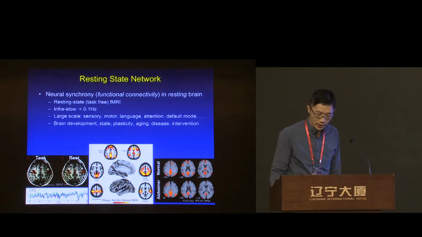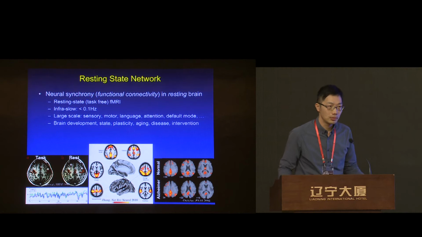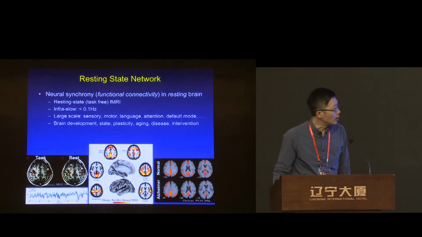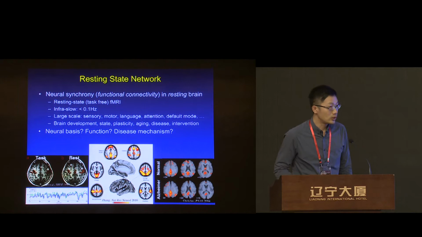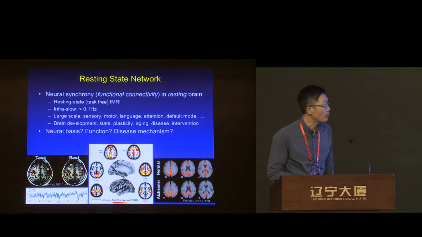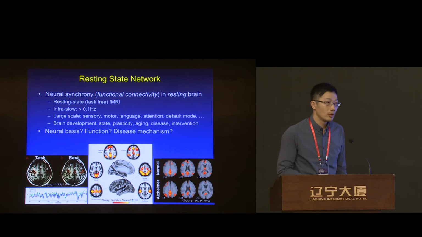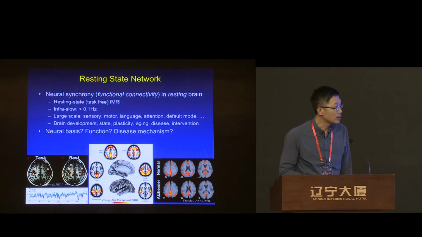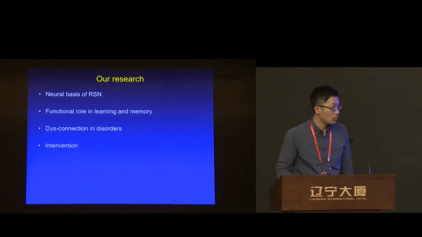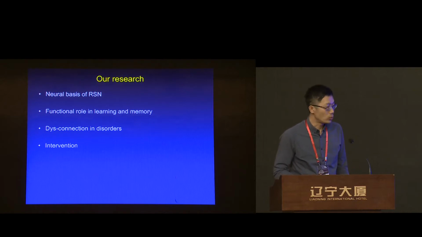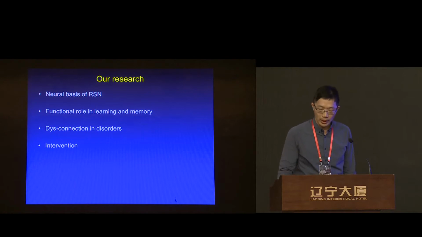However, even after almost 20 years, we are still not clear what the neural basis of this resting state network is, what it does for our brain, and what the mechanism is during the disease process. So the research focus of the lab is to try to understand that neural mechanism and its functional role in terms of learning and memory, the dysfunction in disorders, and approaches for intervening in the network.